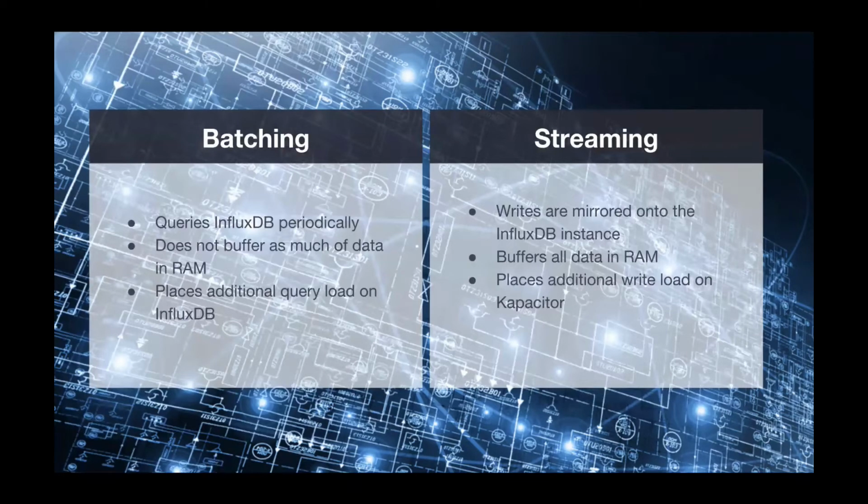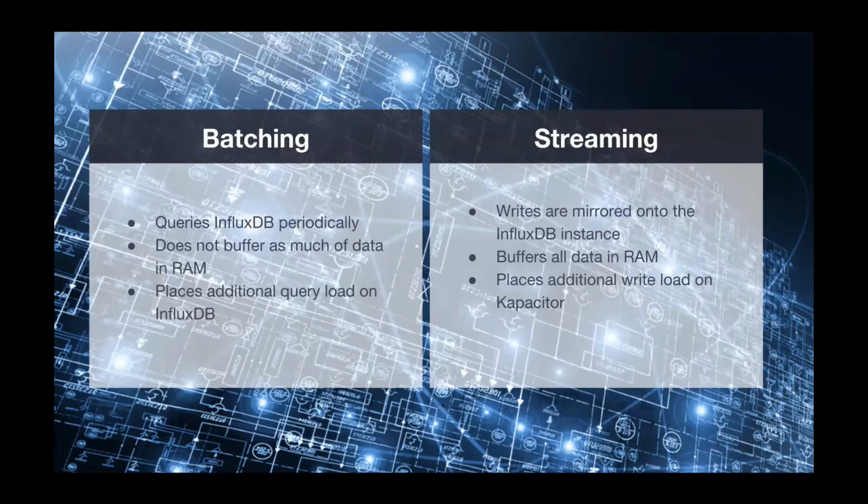So let's start with batch tasks. To explain, a batch is a collection of data points that have been grouped together within a specific time interval. You can think of this as a window of data or an interval of data. What happens when you run a batch Kapacitor task is that Kapacitor is going to query InfluxDB periodically, which is great because you end up not having to buffer much of your data in RAM. So you don't have to store it all in memory.